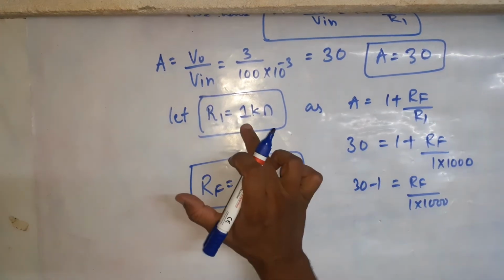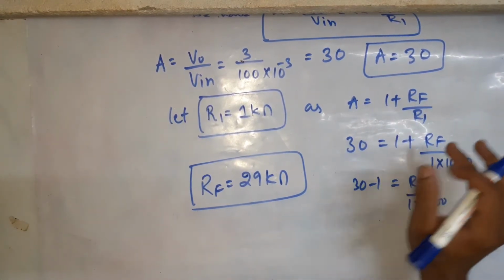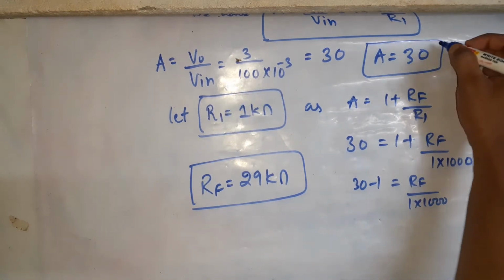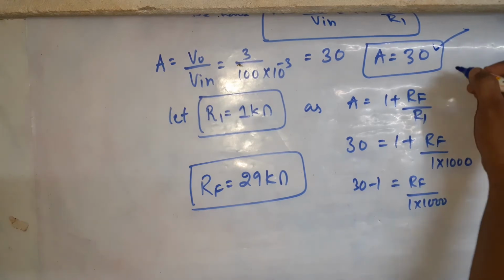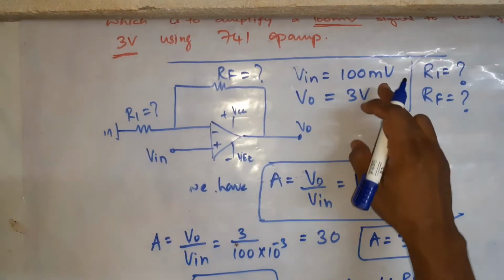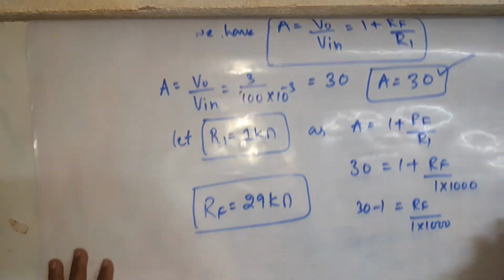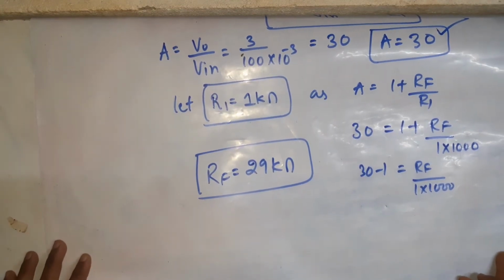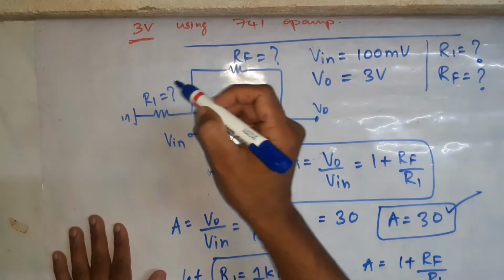Now if you take this as 2K, the values will change, but your gain will remain 30. That's how you should design, so that when you give this input, you get this output. Okay, fine. Now you have to draw this circuit diagram, then you have to place your values here.